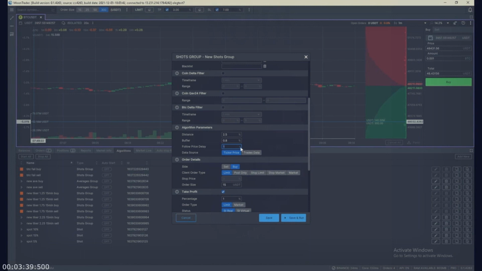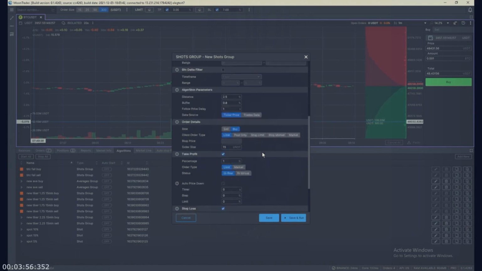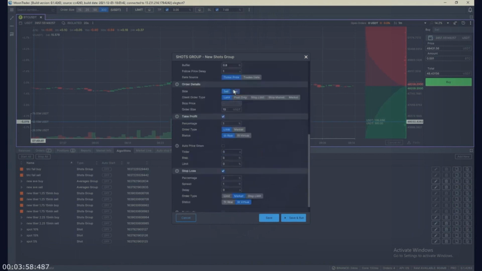In data source, you can choose ticker price or trades data. Ticker source mode gives you an opportunity to work on many markets simultaneously without overloading the server, but it's not recommended for use in algorithms with a distance of less than 1%. In the side line, you specify the order side, buy or sell. In the order type line, you specify the order type. Stop price sets a certain distance from the price level at which the stop limit order is placed.